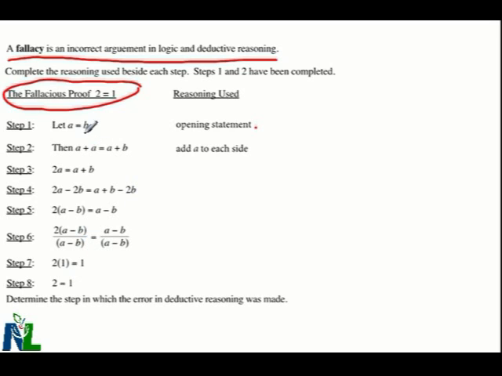Okay, so we begin by looking at, let A equal B. That's just our opening statement. That's fine. Then A plus A equals A plus B. All I did was add A to each side. Mathematically, that's fine. A plus A is 2A. So here, I'm just combining like terms on the left-hand side. And there's nothing wrong with that.